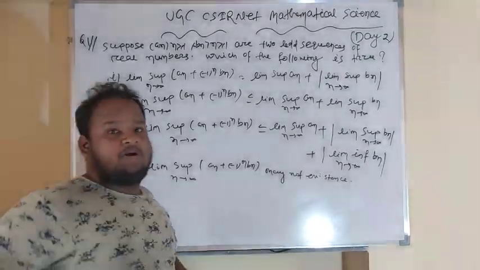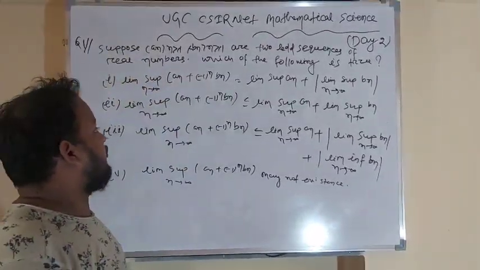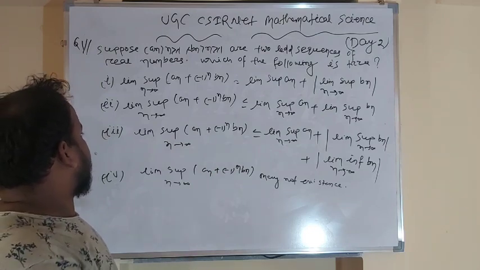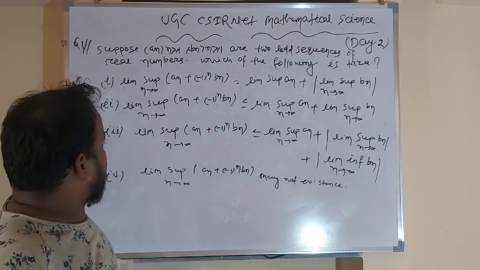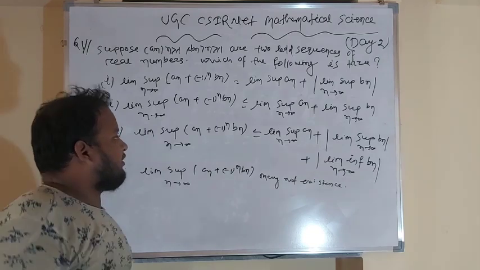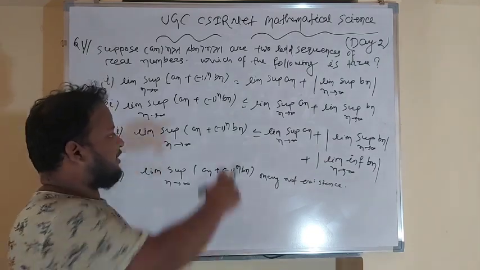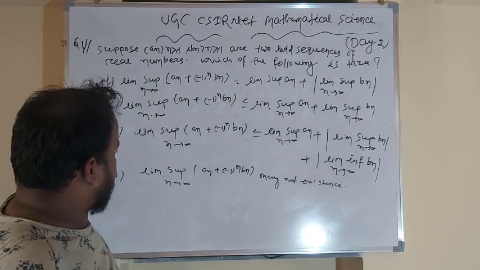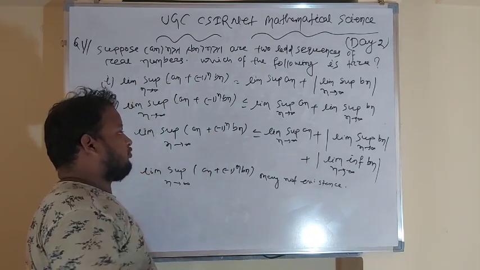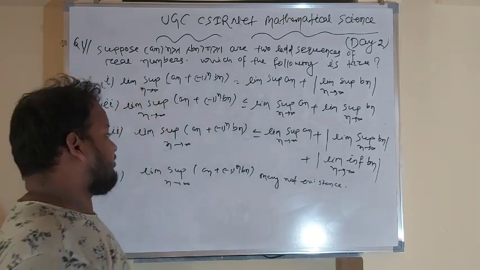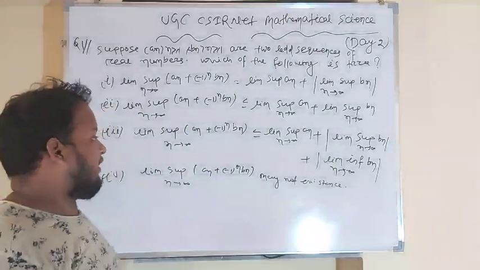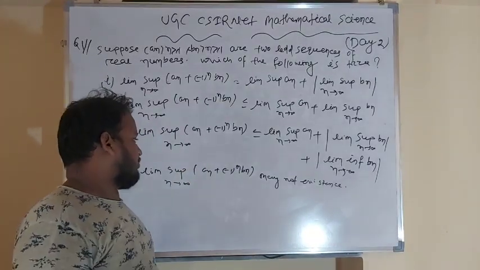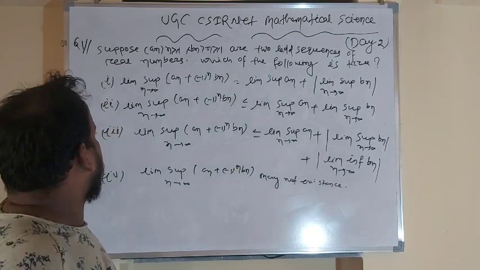Suppose A_n, n greater than or equal to 1, and B_n, n greater than or equal to 1, are two bounded sequences of real numbers. Now which of the following is true? Option 1: limsup as n tends to infinity of (a_n + (-1)^n/n) times b_n ... Option 2: limsup of (a_n + (-1)^n/n) b_n is less than or equal to limsup a_n plus limsup b_n. Option 3: limsup as n tends to infinity of (-1)^n/n... These are the options. What is the question?